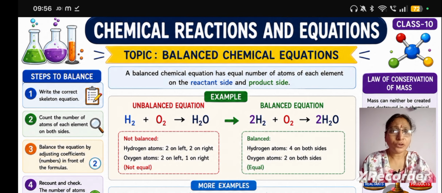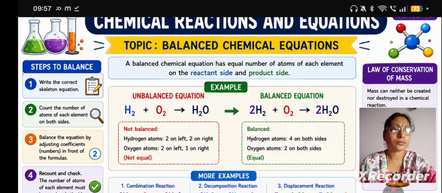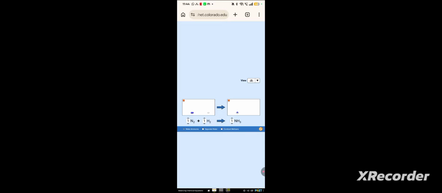Now we have to show some examples practically. Some more examples we have to show. We have to balance chemical equations using simulations. For example, we take here nitrogen combines with hydrogen, then we get ammonia.